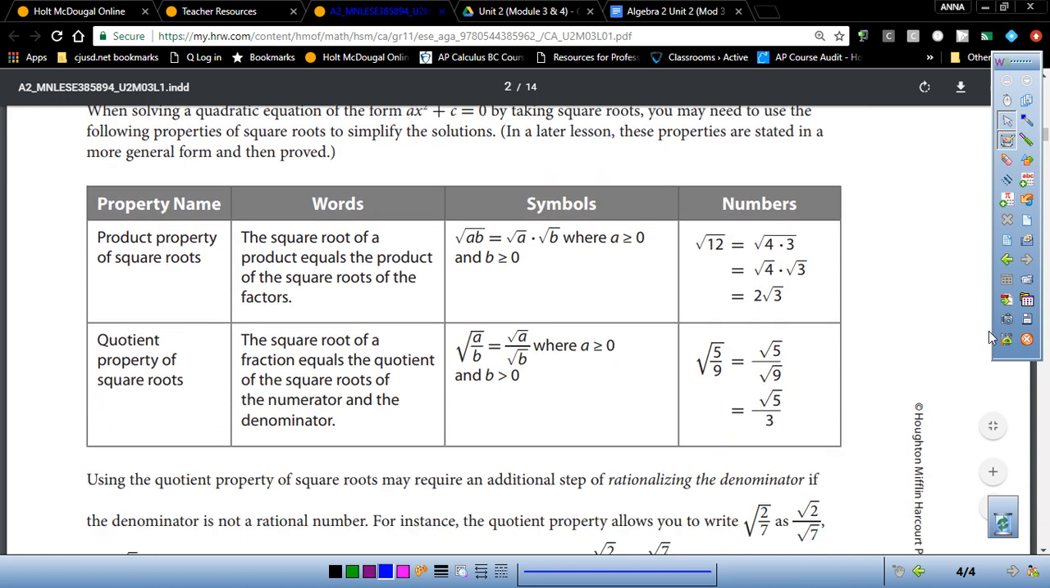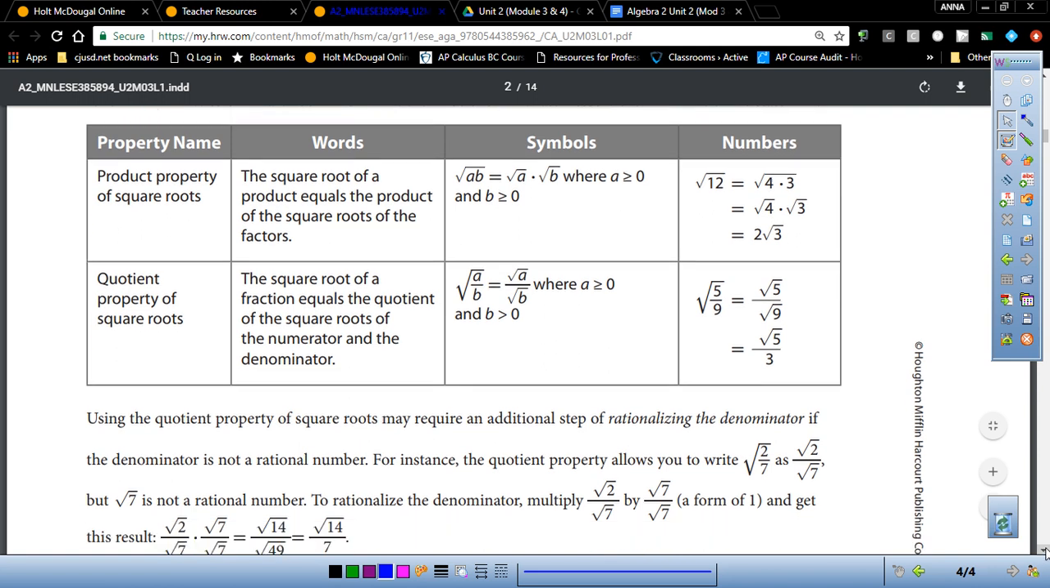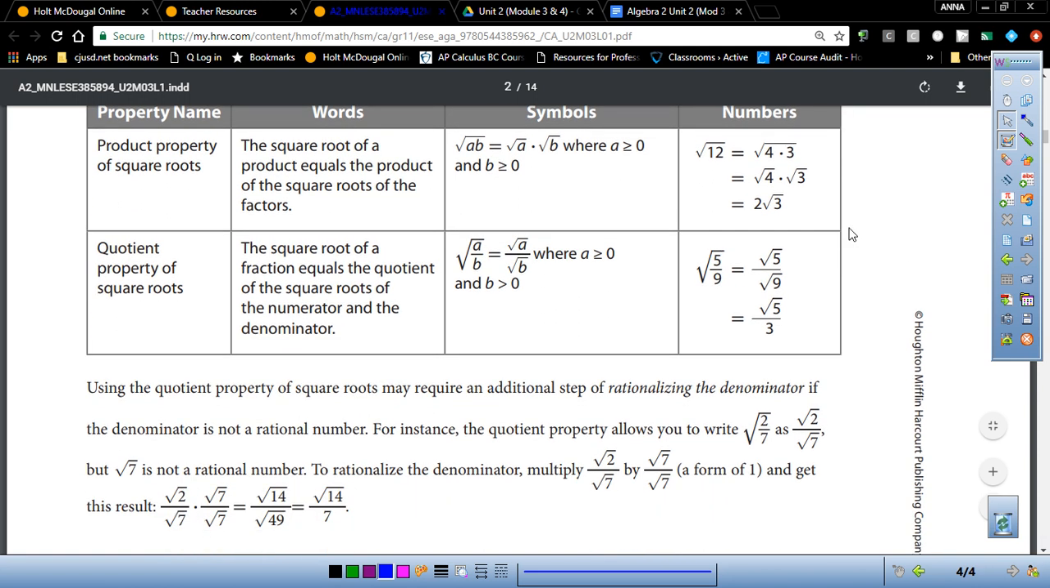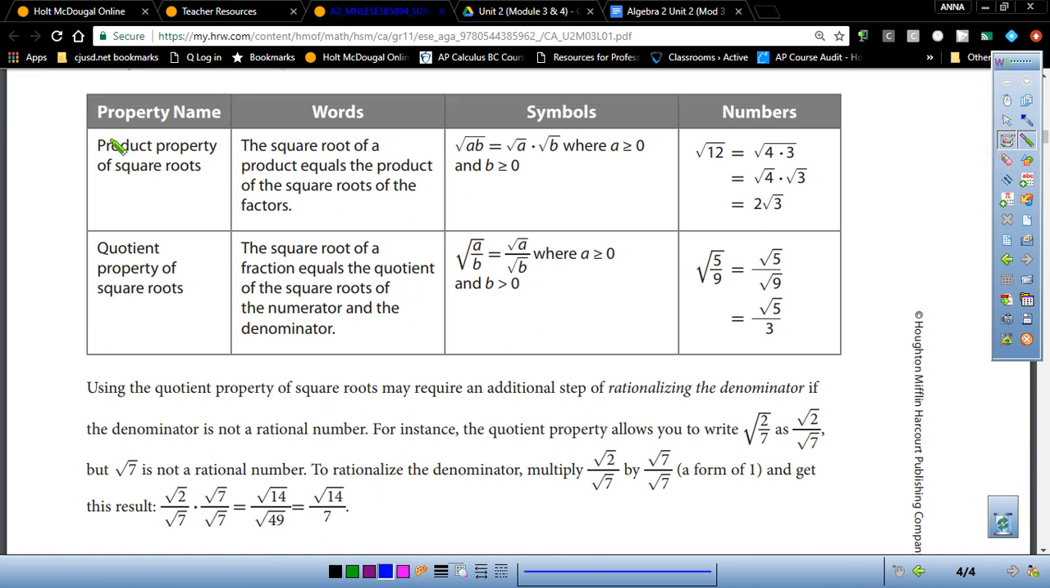There are two properties that are going to be very important as we're solving: the product property of square roots and the quotient property of square roots. The product property of square roots tells me that if I have the square root of a multiplication, then I have the square root of two separate factors. So you can break apart square roots over multiplication. The quotient property of square roots tells me I can break apart square roots across division, so I could separate the numerator and denominator with separate square roots.